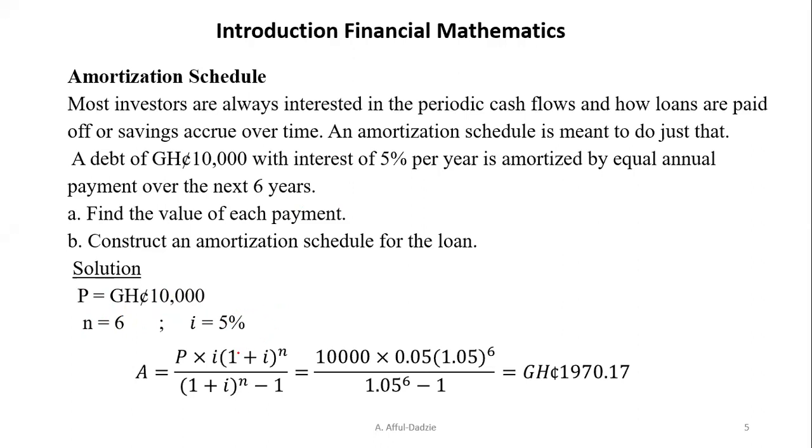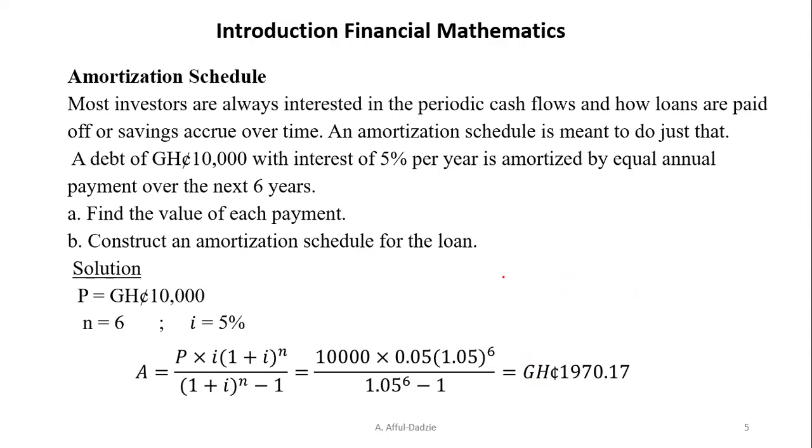So we can find A, which we substitute into this expression, and then our A, which is the annual payment, the periodic payment, which we also call the annuity. Okay, the annuity here is 1,970.17. So this is our annuity. It means that for this loan of 10,000 for the next 6 years, we are going to be paying 1,970 every year towards the loan. Okay, towards the loan for 6 years.